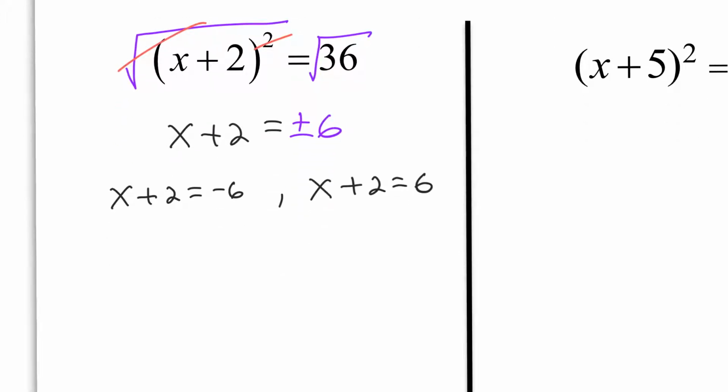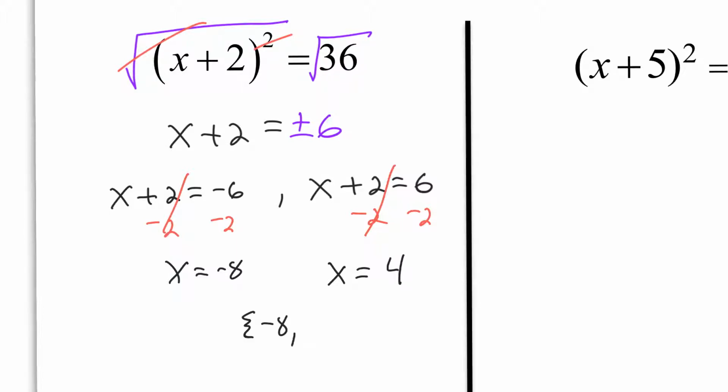You solve each equation. You subtract 2 here, cancels, x equals negative 8. On the other one, you subtract 2 to cancel this one, so x equals positive 4. So my two answers will be a negative 8 and a 4. I'm not using plus or minus because they're different signs, they're different numbers, negative 8 and positive 4. And we have two answers for this quadratic equation.